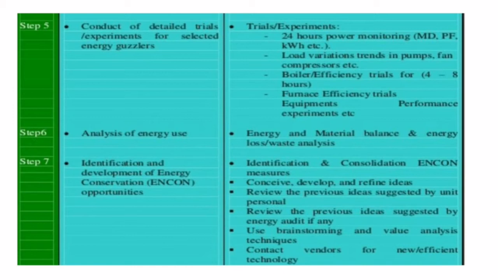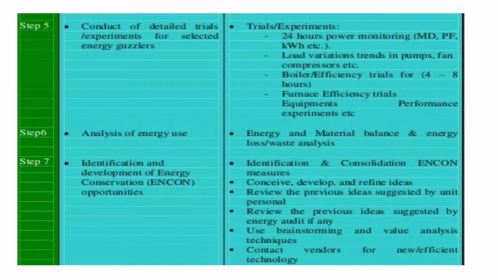Step 5: conduct of detailed trials or experiments for selected energy guzzlers. The result in the next table is trials and experiments: 24 hours of power monitoring, load variation trends in pumps, fans and compressors, boiler efficiency trials, furnace efficiency trials, equipment performance experiments, and so on. So in step 5, they will conduct detailed trials of all the guzzlers, which means all the equipments. And the result is that they will collect the particular efficiencies of all the equipments present in the industry.